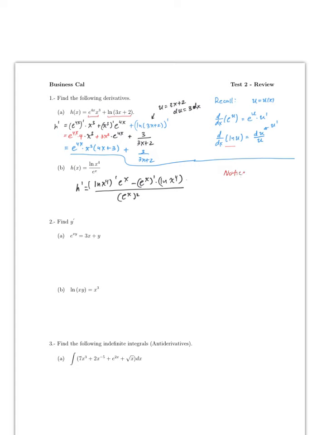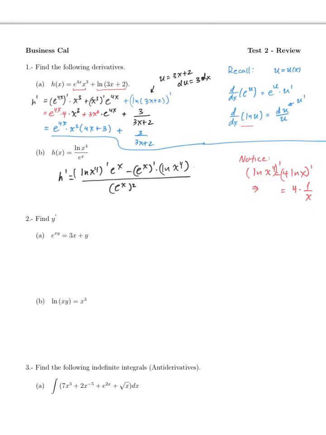Before we take the derivatives, notice the following. The ln of x to the 4 by the properties of logs is equal to 4 ln x. So this will make taking the derivative easier, because the derivative of this is the same thing as the derivative of this, which will be just 4 times 1 over x. So you don't have to do it this way, but that just makes this easier.